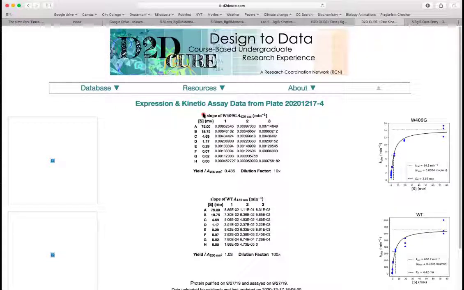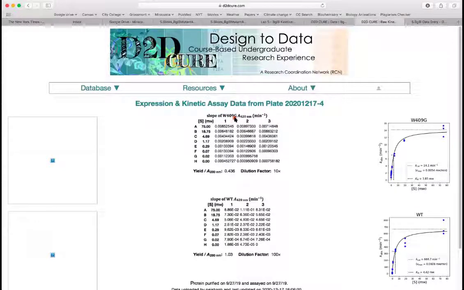The change in absorbance at 420 nanometers per minute. So step 1 is going to be to convert that absorbance into an amount of paranitrophenol, into a micromole amount of paranitrophenol. But before I get into that, I want to show you a few other things here. So that's the slope. And this is the mutant, W409G.